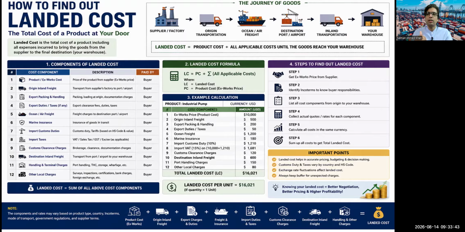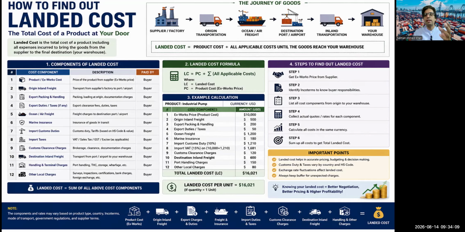So, steps to find out the landed cost. Step number one is the ex-works price from the supplier. You identify the Incoterms to know the buyer's responsibilities and the seller's responsibilities. List all components from the origin to your warehouse that will be involved in the costing. Collect the actual quoted rates of each component that I have mentioned, which could vary. Calculate all costs in the same currency, and sum all costs to get the landed cost.